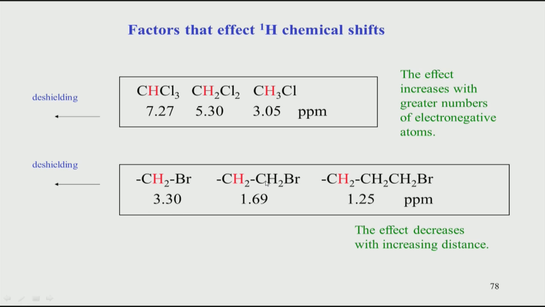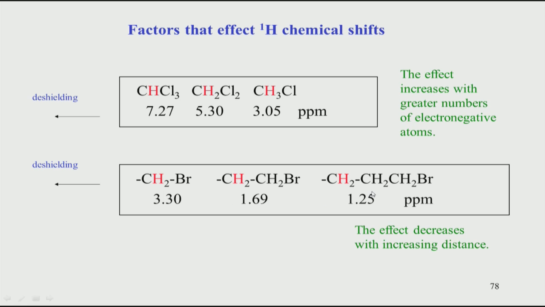But now, if I insert a methylene group in between this bromine and CH2, I am reducing the effect of this bromine on this hydrogen. Why? Because now there is an interfering group in between, and the bromine is located farther away from this hydrogen. So, its electronegative effect in pulling the electron cloud from this hydrogen is reduced considerably, and that results in this hydrogen getting back into the shielded state, and therefore the ppm value goes upfield.